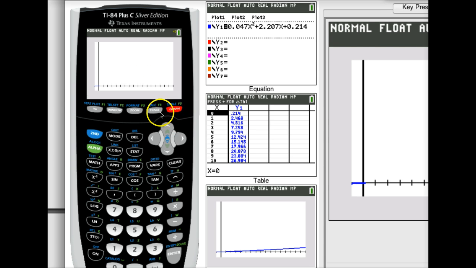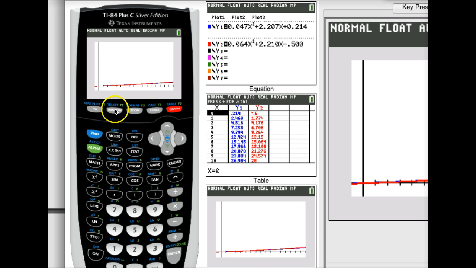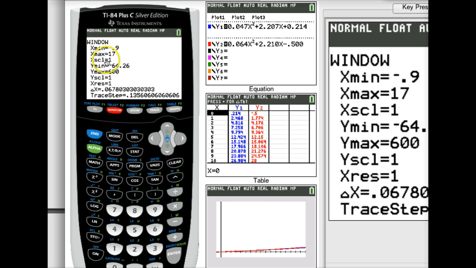Because when I graph it, and I may have to adjust my window, remember your window has to match what you're looking for. In number 24, it asks you to find how much further it's going to take the truck to stop than the car. So it's asking you to plug 50 miles per hour in for your X. So if we want to do that, we need a window that's appropriate. So we need our X max to go up to at least 50.